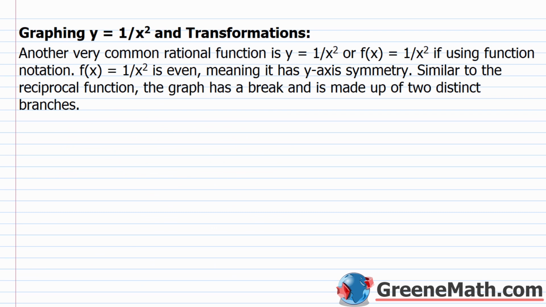All right, now let's talk about another one that's common in this section. So graphing y equals 1 over x squared, or again, f of x equals 1 over x squared, and transformations. So another very common rational function is y equals 1 over x squared, or f of x equals 1 over x squared if using function notation. So f of x equals 1 over x squared is even, meaning it has y-axis symmetry. So similar to the reciprocal function, the graph has a break. It is made up of 2 distinct branches.